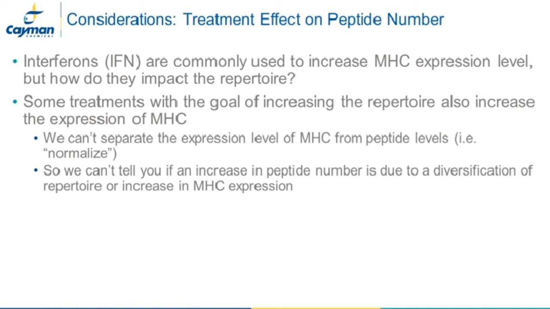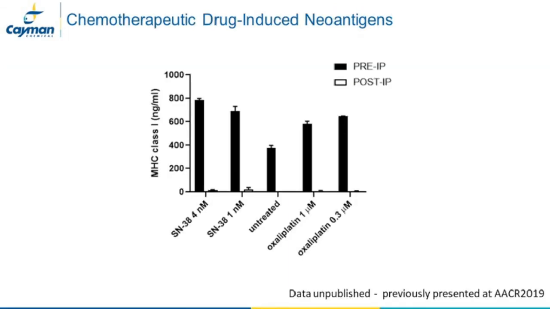Signaling changes have the distinct potential to be reflected in the immunopeptidome. Conversely, sometimes the goal is to find a treatment that will alter the immunopeptidome and potentially increase the likelihood of generating neoantigens. Many of these treatments will affect MHC expression levels, and the resulting increase in peptide numbers may be due either to the increase in MHC at the surface or an upstream mechanism increasing the repertoire. This may not be a problem, but it is important to note that the number of peptides identified cannot be normalized to the amount of MHC.